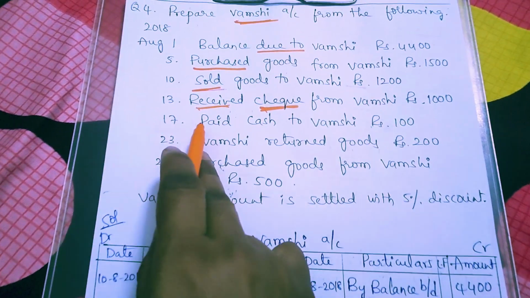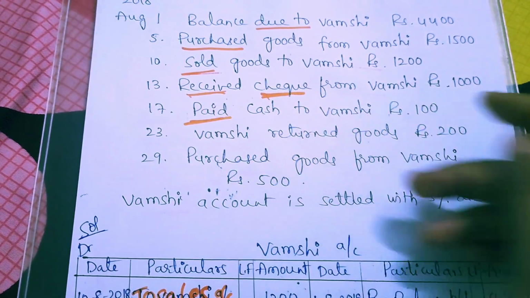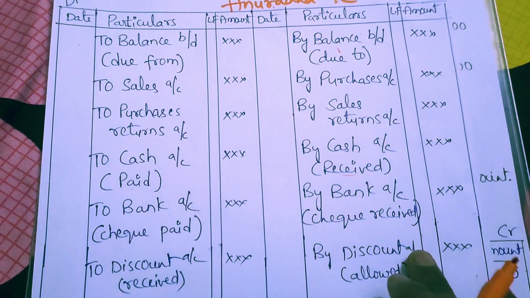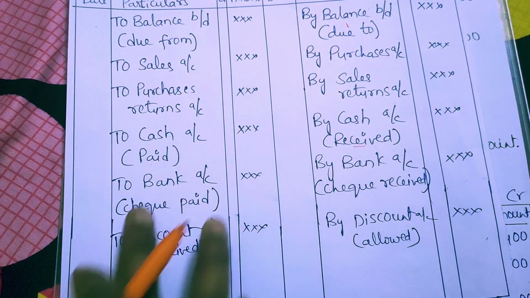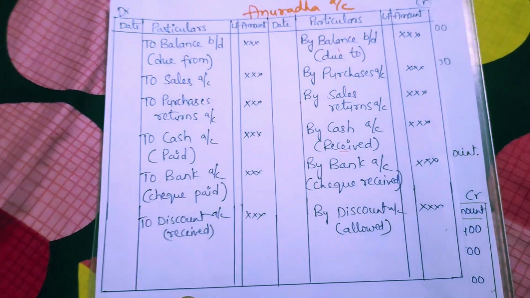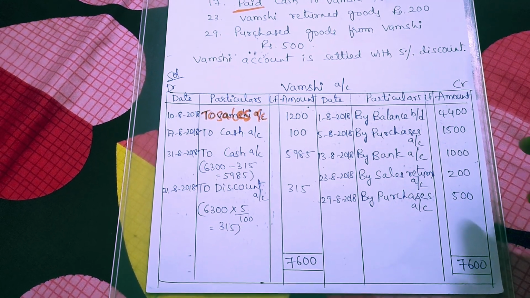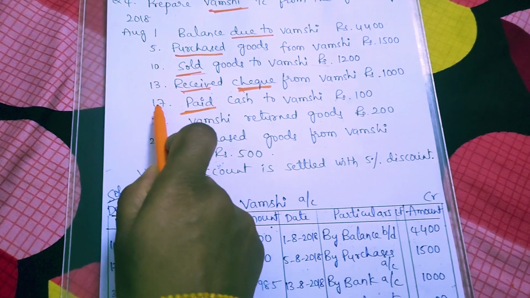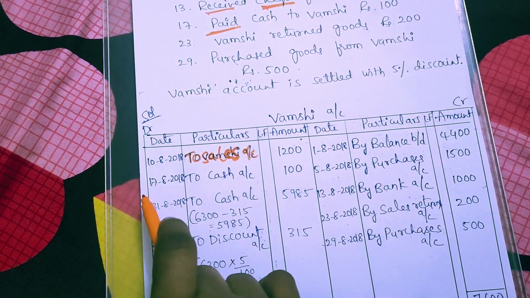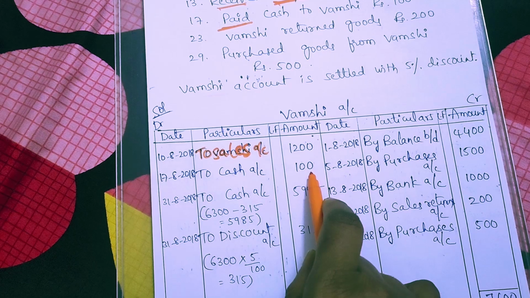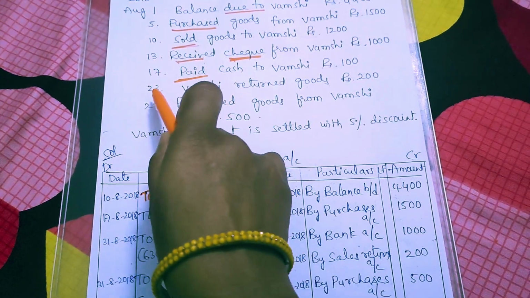Next one is 17th date paid cash to Vamshi. Paid. Paid cash to Vamshi. Paid. Where we write paid? Debit side. Paid cash, no. So to cash account we should write. See here, 17th date paid 100 rupees. We should record on debit side to cash account 100. Okay. Let us read next one.